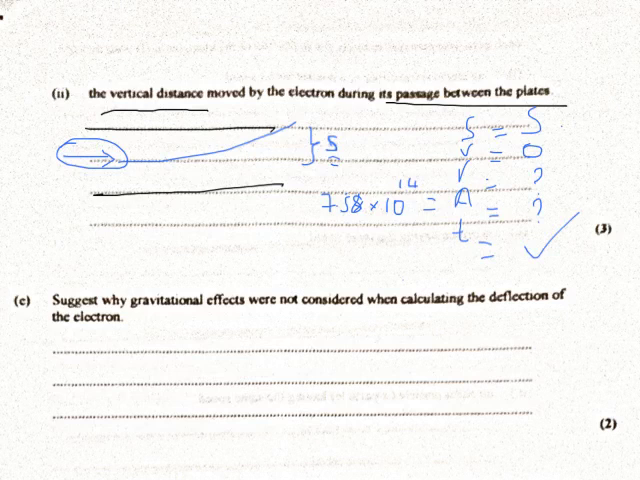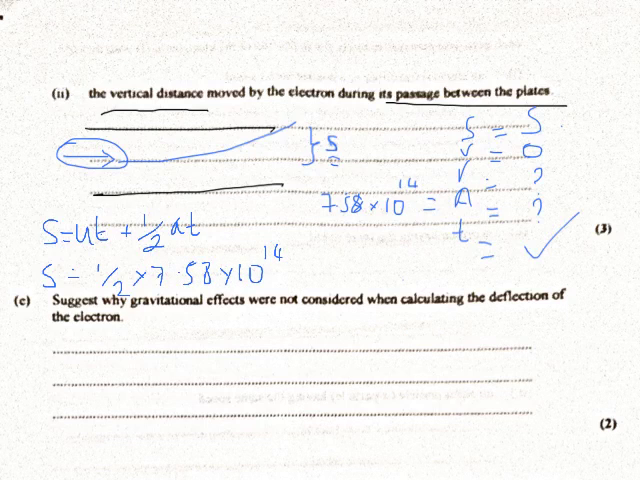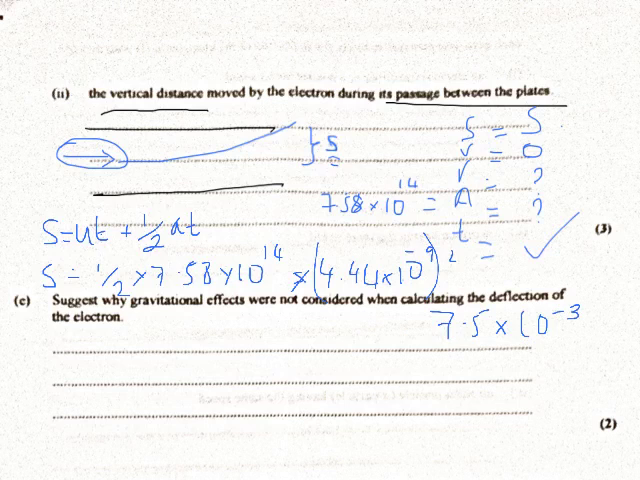So now we can see we do have enough information to use the equations of motion. You've got a, you've got s, and you've got u, which gives us everything we need by using that relationship. So s would be half times 7.58 times 10 to the 14 times t, which was 4.4 times 10 to the minus 9, but that was squared. And your final answer should give you 7.5 times 10 to the minus 3 meters.